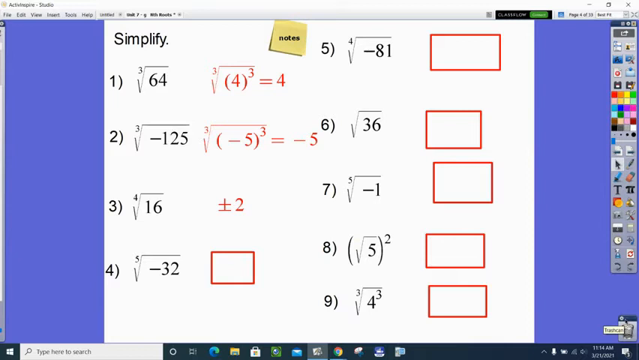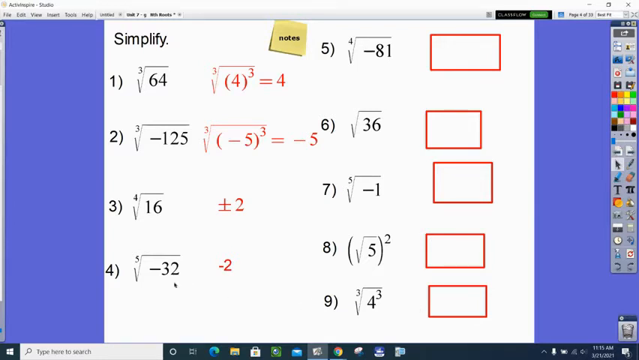Let's try number 4. So first of all, can I have a fifth root of a negative number? If that index is odd, that's an okay thing to do. Now I need to know what negative number raised to the fifth power gives me negative 32. Did you say negative 2? Positive 2 wouldn't do it. You wouldn't get the negative sign on the 32.